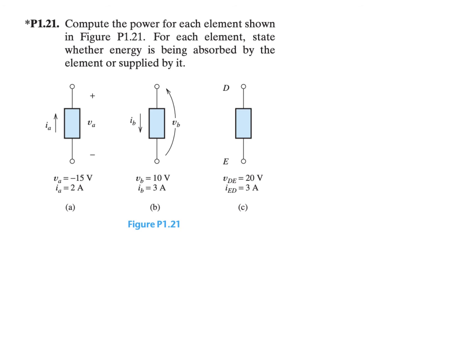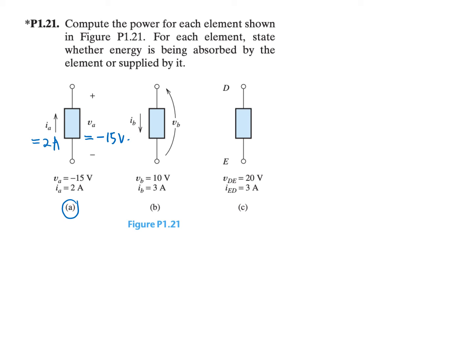Question P1.21. Compute the power for each element shown in figure P1.21. For each element, state whether energy is being absorbed or supplied. Well, let's start from question A. Here we have the IA flows from the bottom to the top. That's 2 mA. And we have the VA, positive here, negative here. VA is equal to negative 15 volts.